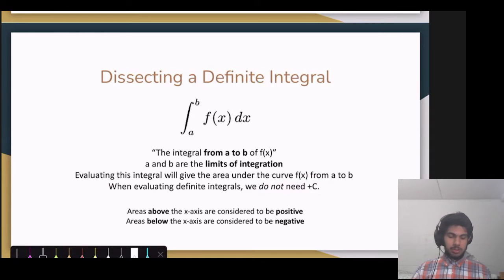Also, the thing to note is that areas above the x-axis are considered to be positive, and areas below the x-axis are considered to be negative. So for now, we're mostly going to be dealing with regions. Actually, I won't continue with that sentence. But yes, this is the convention to follow. Above the x-axis is positive, below the x-axis is negative.